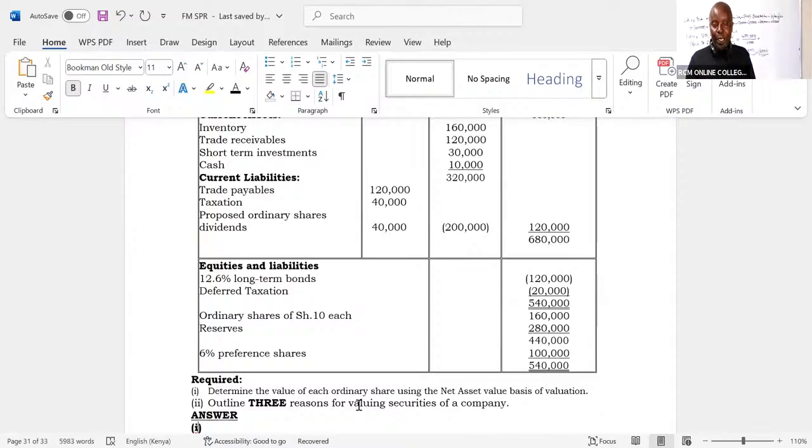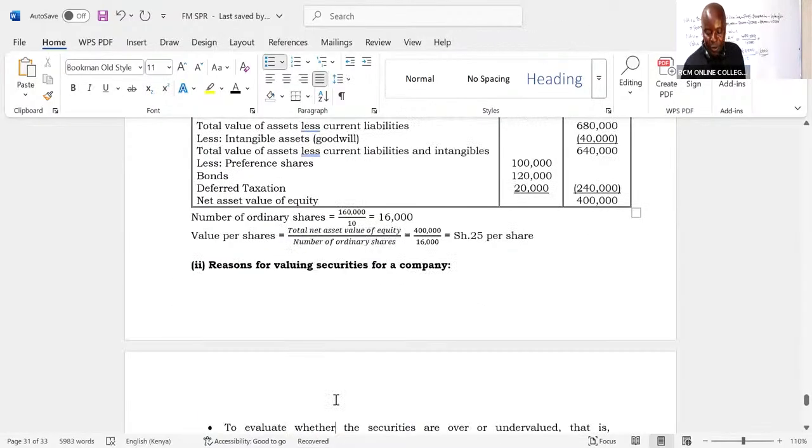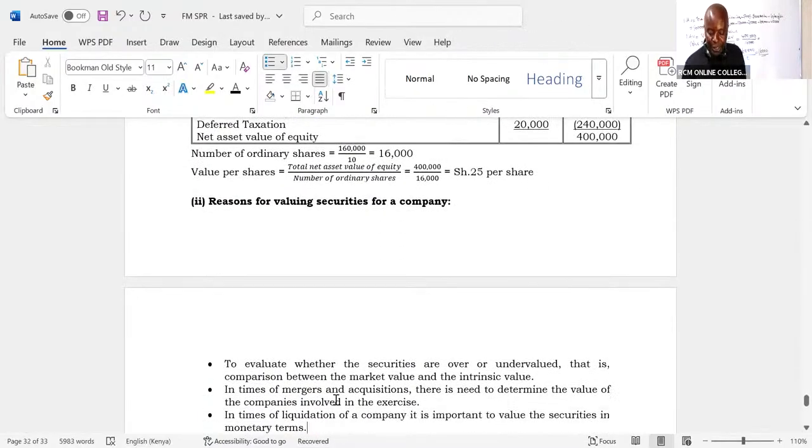I would want to value my securities, ladies and gentlemen, if I'm going to use them as collateral. If I'm going to use them as collateral in a bank, for example, I would want to do valuation if I want to sell this organization. So there are so many reasons, and I've been able to give you those reasons, ladies and gentlemen, down here in the answer. I'm just moving. If you're not able to understand, I always give answers down there.